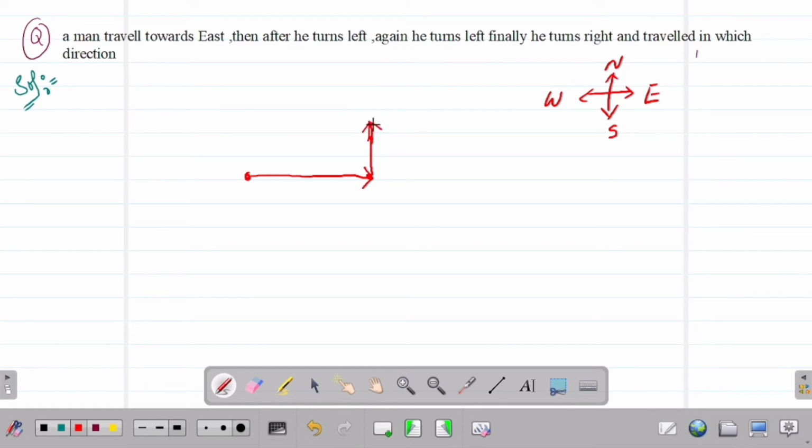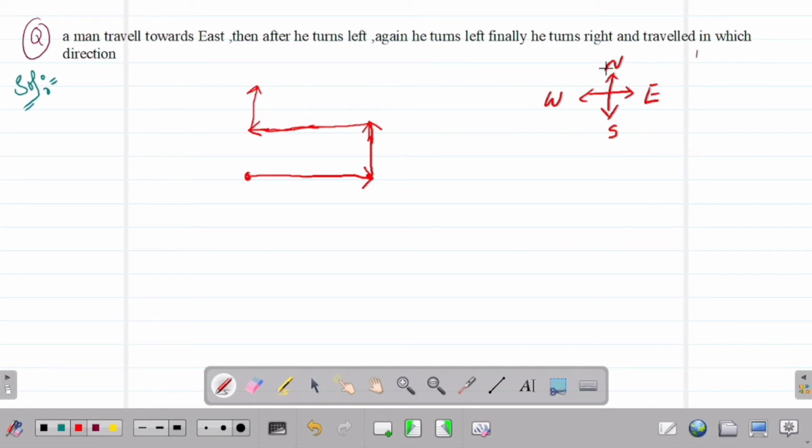So to north facing left is this one, right? So again he turns left. So now he is here. Okay, so now he is here. Next, finally he turns right. So this is the right direction for this one.